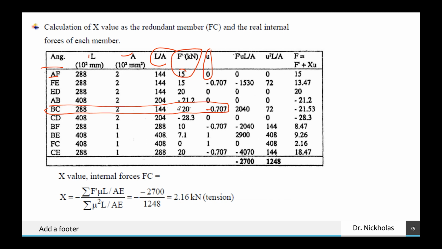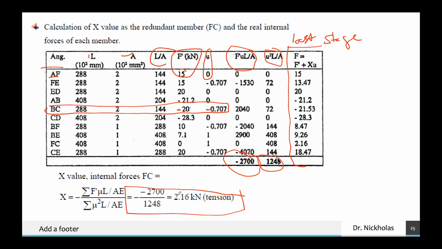Then we perform, as usual, the last stage. We will find the totals of F prime mu L divided by A, and mu square L divided by A. Then we find the summation, and then we can find the internal force. We found that the internal force for the redundant member is 2.16, which is a positive value.